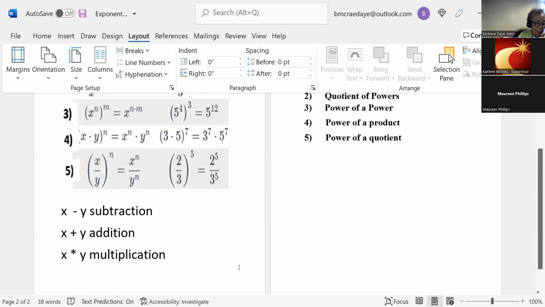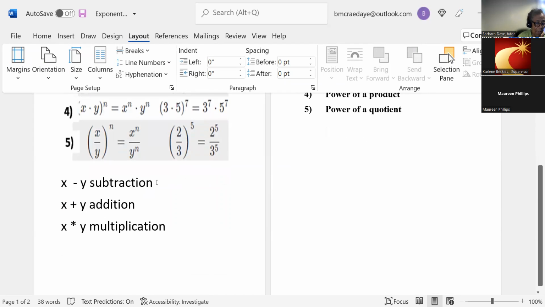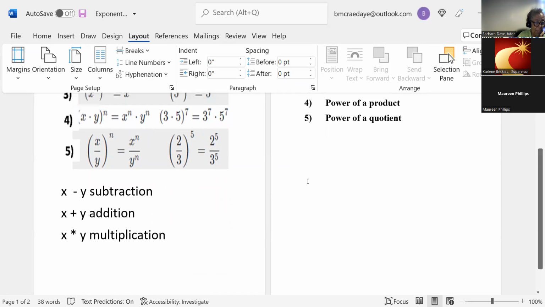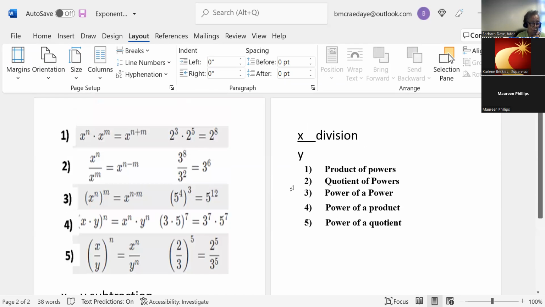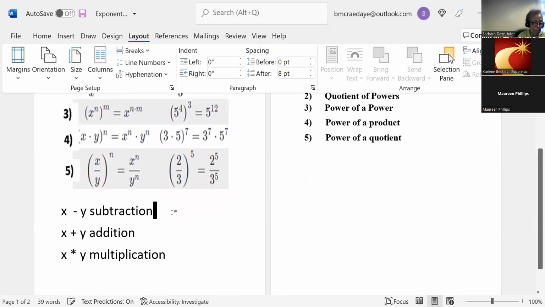Okay, so know your operations. Subtraction gives you a difference. Addition gives you a sum. Multiplication gives you a product. And what does division give you, Maureen? What's the result of division? A quotient. That's right. Very good. So that's a quotient, and I'll just put these down. That's what you get when you divide. When you subtract, you get a difference. Let me put that there.